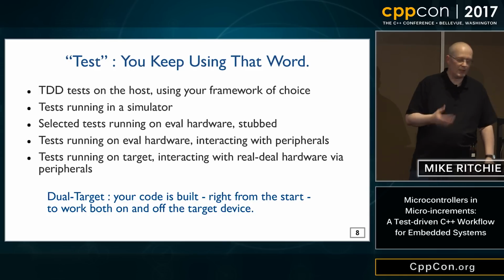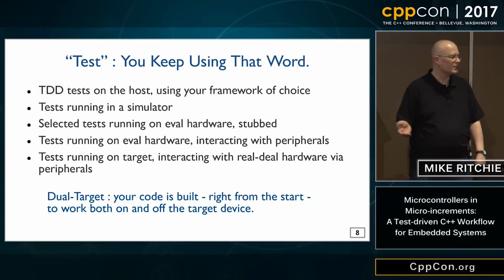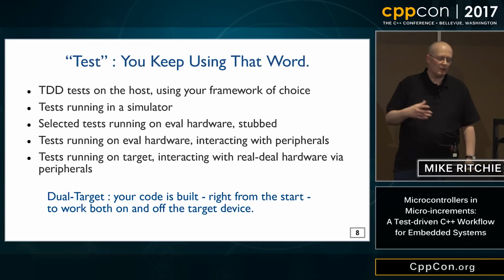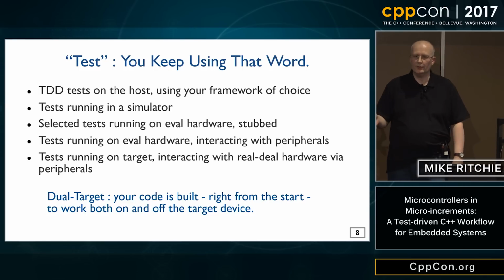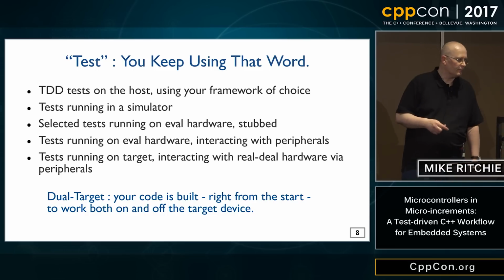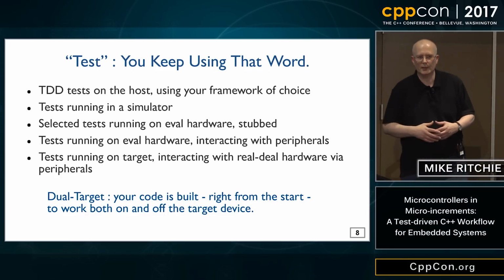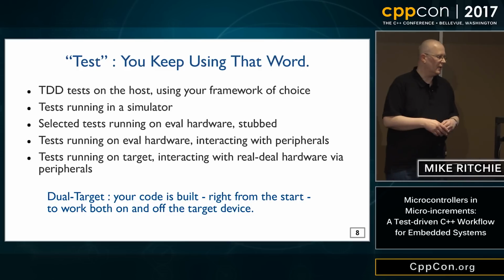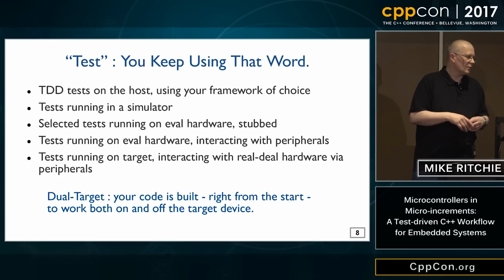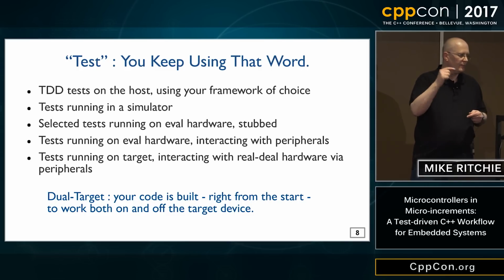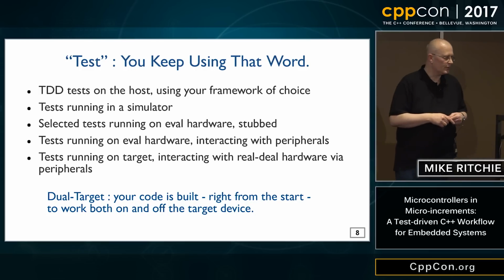You can have tests running on your eval hardware, but still stubbed, using the same stubs and mocks. You've got tests running on eval hardware and actually interacting with the peripherals. And then full-on target deployment, complete system test running the fully integrated hardware. So we're going to be doing some examples with the top one and kind of with the bottom two in this talk.